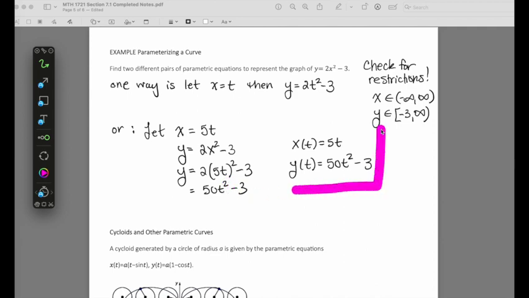So here are my parametric equations. If I wanted to make it 3T or 7T or negative 5T, it doesn't matter. You just make sure that the restrictions line up. So whatever I get out for X, I am able to plug it in here.